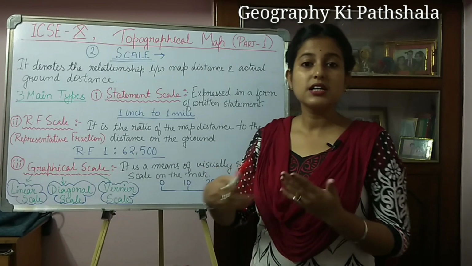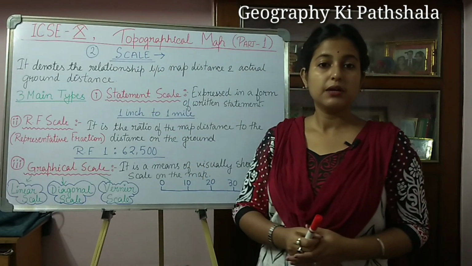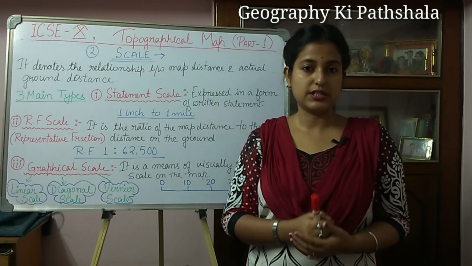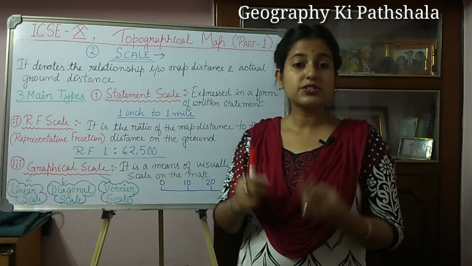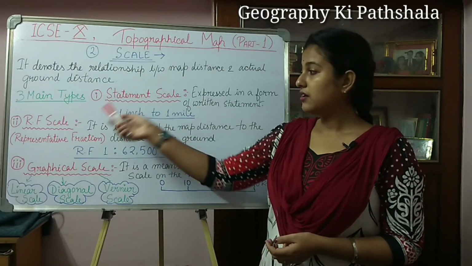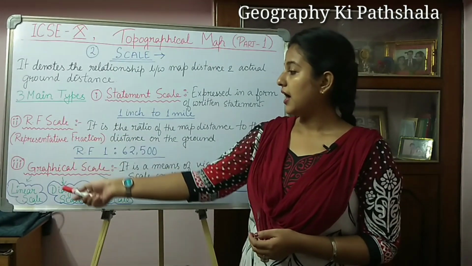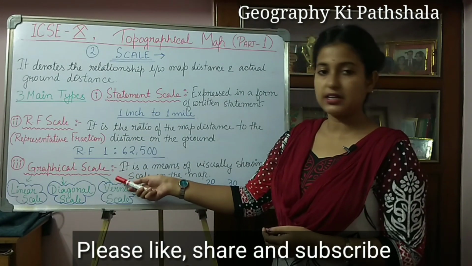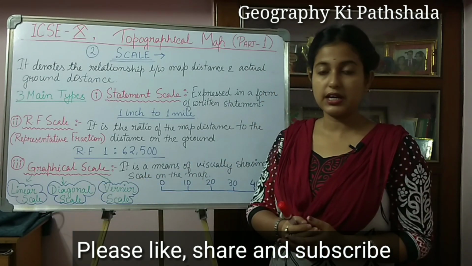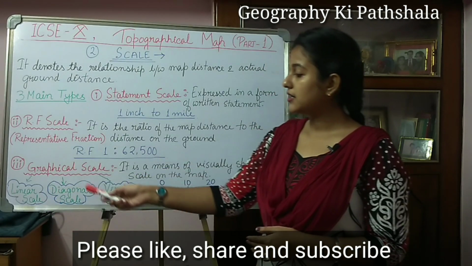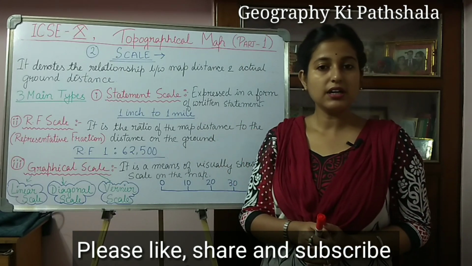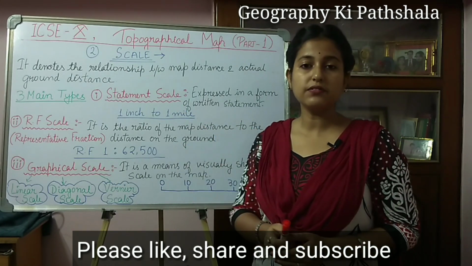So scale denotes the relationship between the map distance and the actual ground distance, and there are 3 main types of scale, which are statement scale, RF scale, and the third one is graphical scale. And there are some subtypes of graphical scale, which are linear scale, diagonal scale and vernier scale. So now here I will only explain the 3 main types of scale.